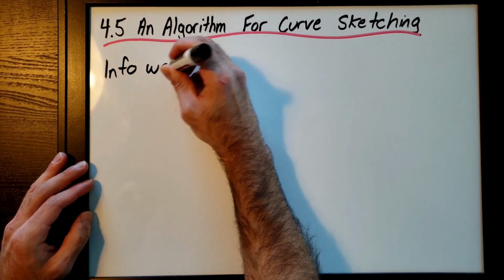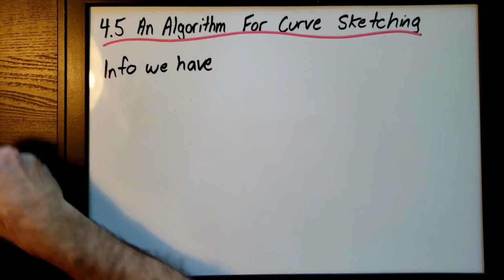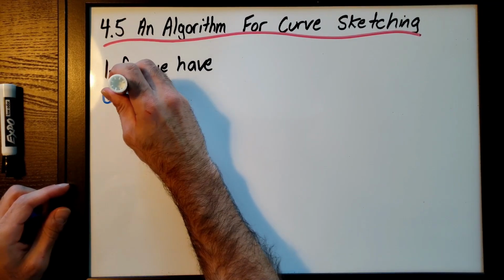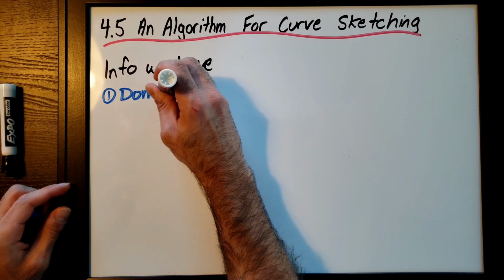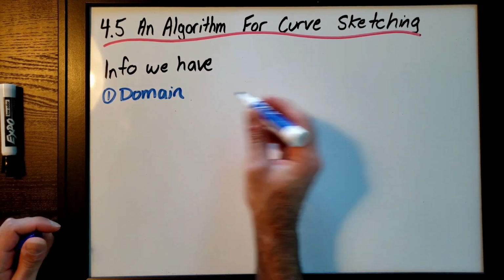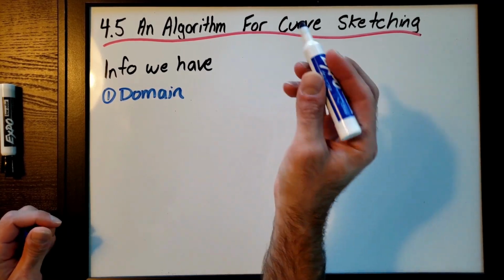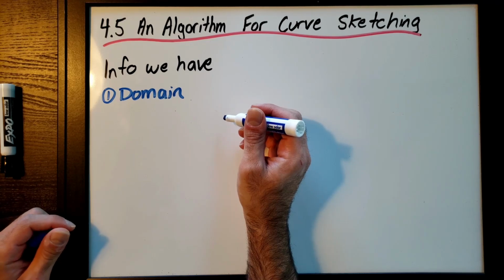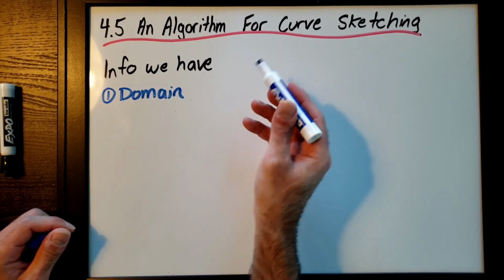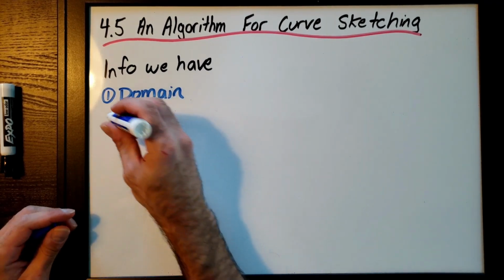Info that we have or that we can use. Okay, number one is domain. We want to know if there's any discontinuities in the domain. We want to know if x is an element of all real numbers. Maybe it can't exist somewhere. This is our first step to understanding what we can draw, because if we don't know where we can draw, we can't even start. So number one is going to be domain.